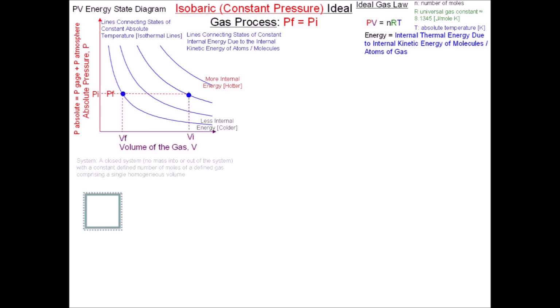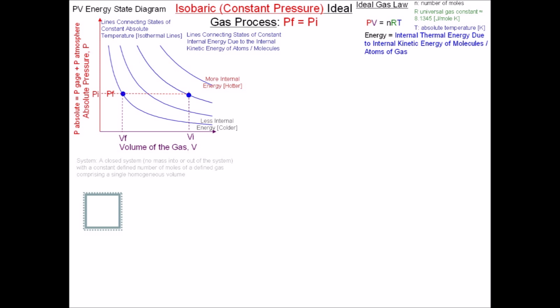Now, in this video, I'll be talking about a case where the final volume is less than the initial volume. So the volume is being compressed, the gas is being compressed, and since it's isobaric, constant pressure, both the initial state and the final state are at the same pressure, or the same horizontal value as far as pressure goes. And then we're talking only about a closed system where there is no mass transfer into or out of the system, and where the system has a constant number of moles of this defined gas in a homogeneous volume.